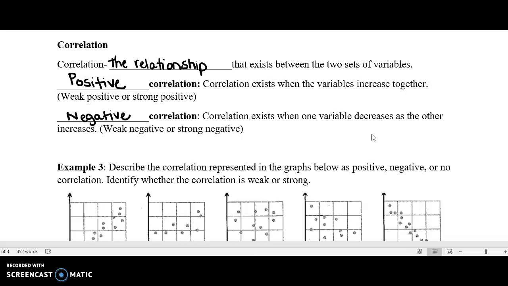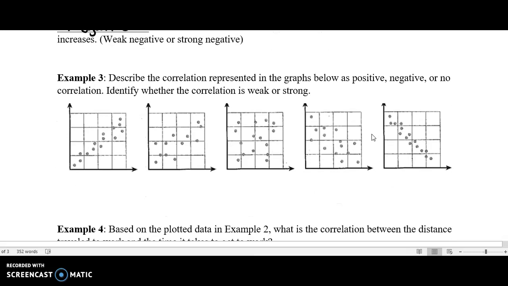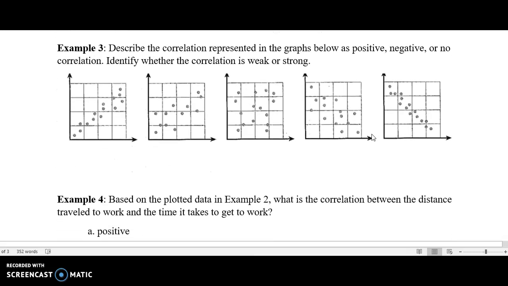example 3. But a strong positive means they cluster closer together in a line, where weak means they're kind of more spread out. So let's look at example 3. We're going to describe the correlation represented in the graphs below as positive, negative. There could be no correlation at all, where they just kind of cluster in a random cloud of dots. And then we're going to identify whether it is weak or strong.